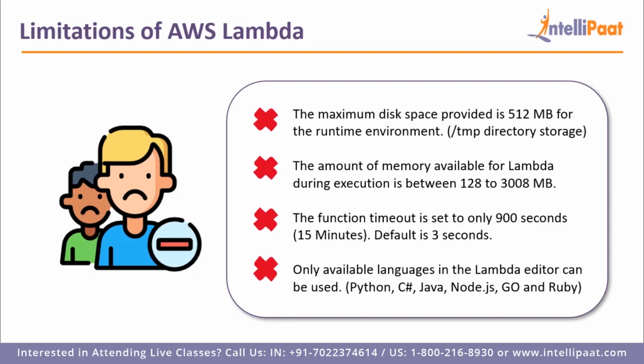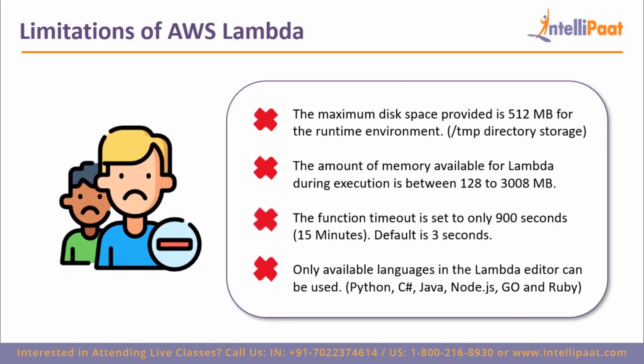The next limitation is that the amount of memory available for Lambda during execution is 128 to 3008 MB. So this is the amount of RAM you can choose between 128 and 3008, and in between it is a 64 MB increment, like 128 plus 64, and it keeps on adding.